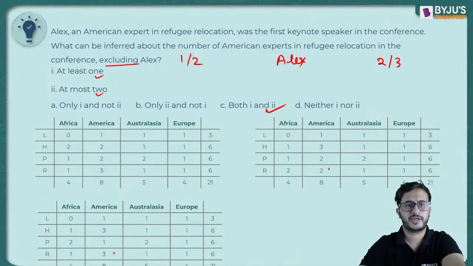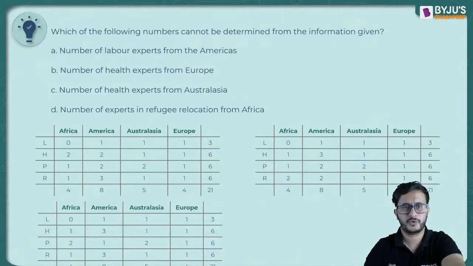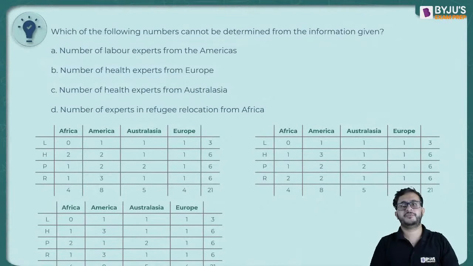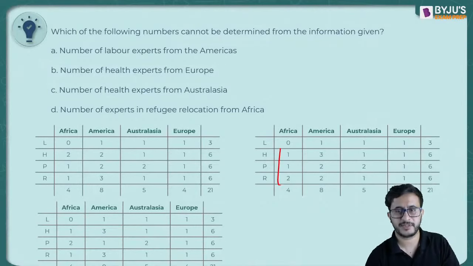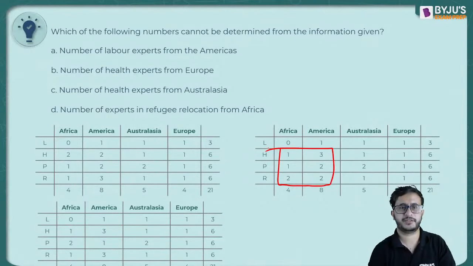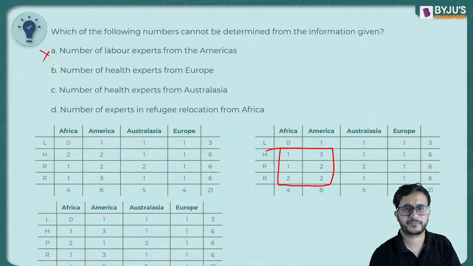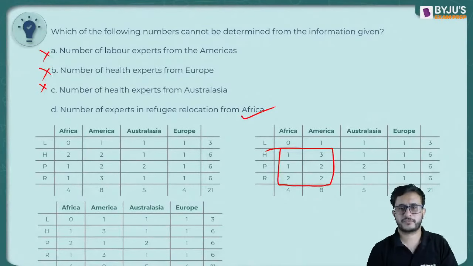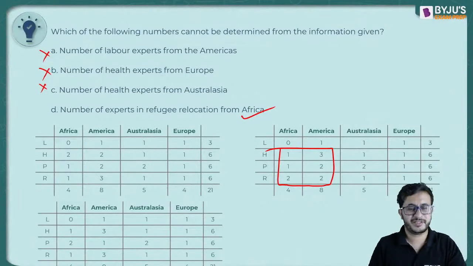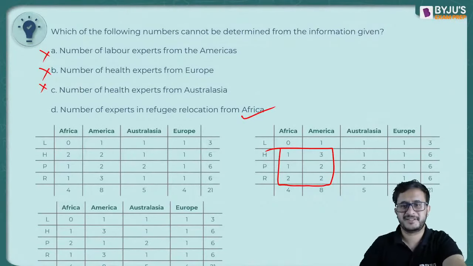Okay, so this was one more question. Which of the following numbers cannot be determined from the information given below? All these numbers which talk about these cannot be determined, right? Labor experts we can determine, health experts, Europe, we can determine everything. Australasia we can determine. And see, again he played the same card. I don't know if the options were in the same order or option D turned out to be the right answer, isn't it?